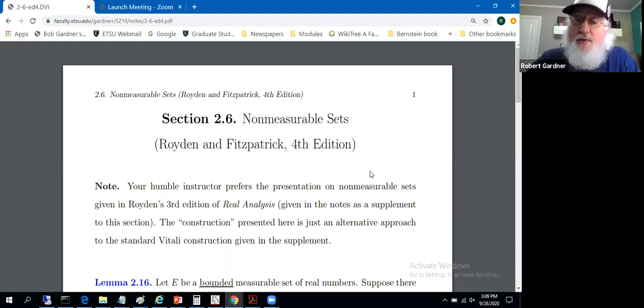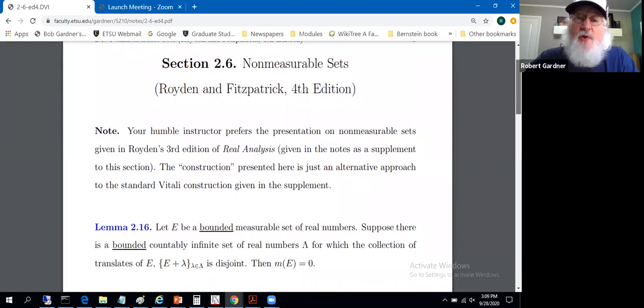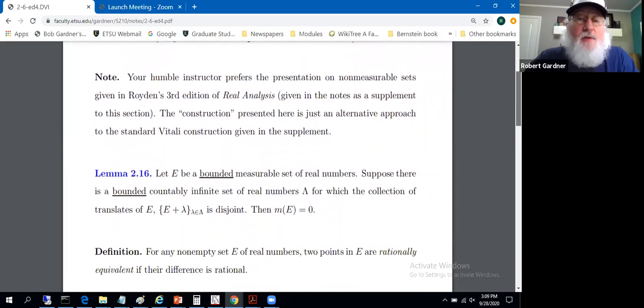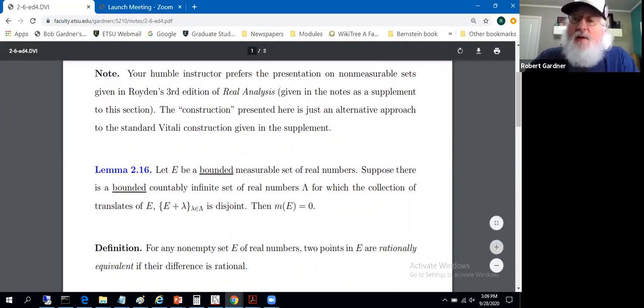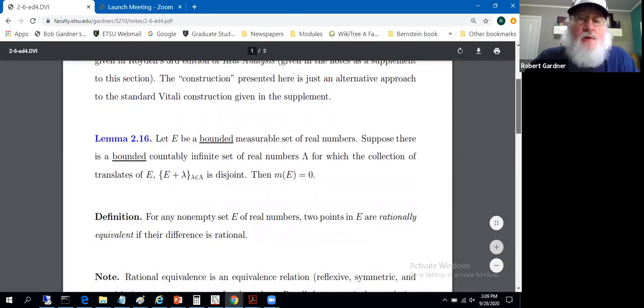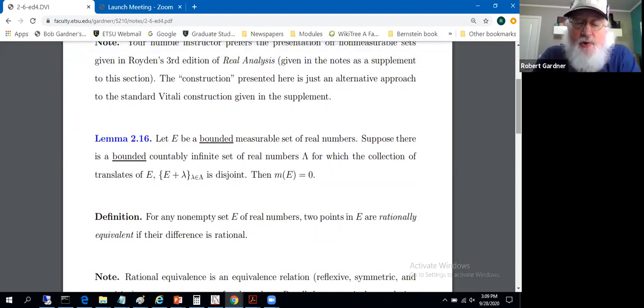It's the Vitali construction of a non-measurable set, quote unquote, on construction, because we'll use the axiom of choice, just like in the 2.6 from the 3rd edition. Okay, so again, it's the Vitali construction. We'll assume measurability of a certain set, and we'll use countable additivity and some translations to show that that leads to a contradiction, and so we don't have measurability of this particular set.